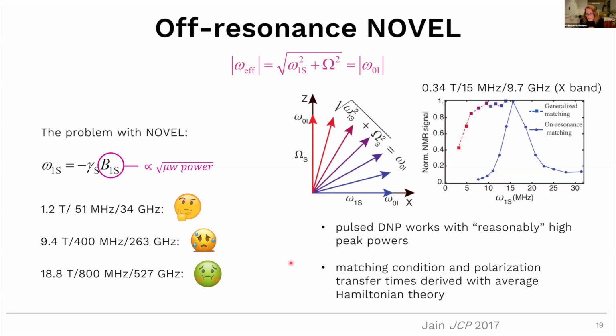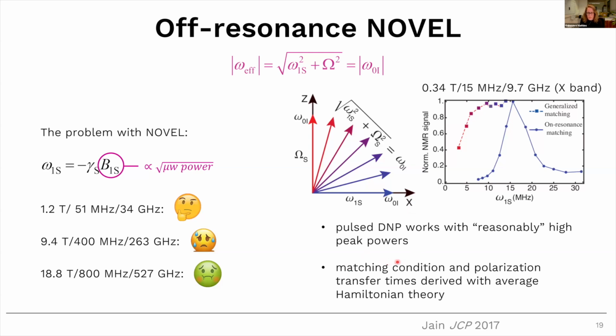In a project that I did together with Sheetal Jain, who also gave a tutorial in this series some time ago, we could show that you don't have to quite match the on-resonance NOVEL condition. There is actually a more general matching condition where you match the effective field, which is really the vectorial sum of omega-1S, the electron Rabi frequency, and the microwave resonance offset, to the proton Larmor frequency. When you do that, you can compensate a low nutation frequency by going slightly off resonance. And in experiments at X-band, we could show that this works pretty well down to lower nutation frequency.